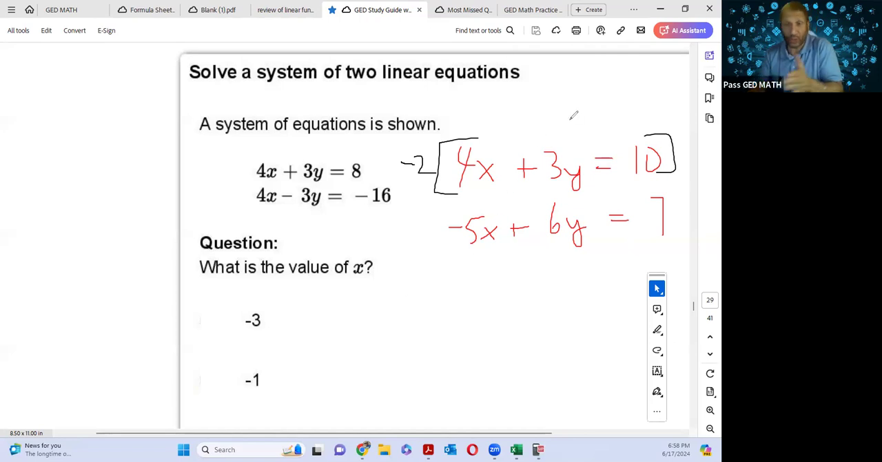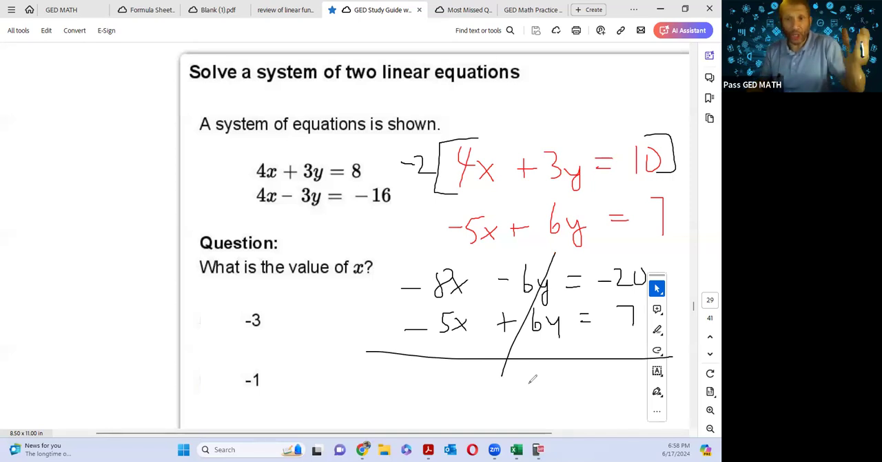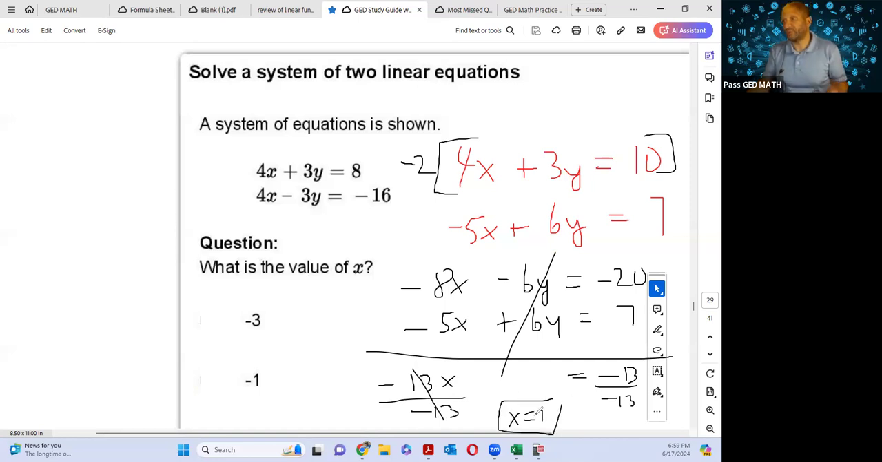All I'm doing is focusing on what variable I can eliminate. Now I'm going to have -8x -6y, I might have messed this problem up, equals -20. -5x plus 6y equals 7. So you should notice right away, they cancel. That's the whole purpose of how you solve a system of equations. You have to eliminate one of the variables. So -13x, yeah, I messed this one up. Equals, oh no, I didn't. Equals -13. Divide both sides by -13, x equals 1. That's how you solve it.